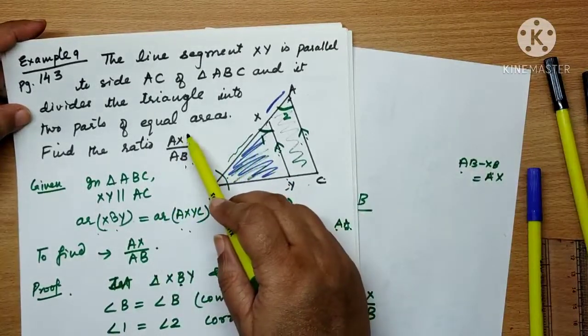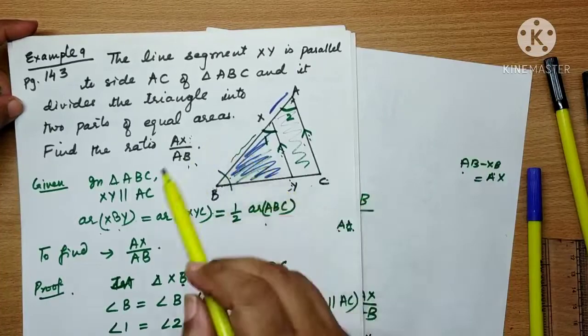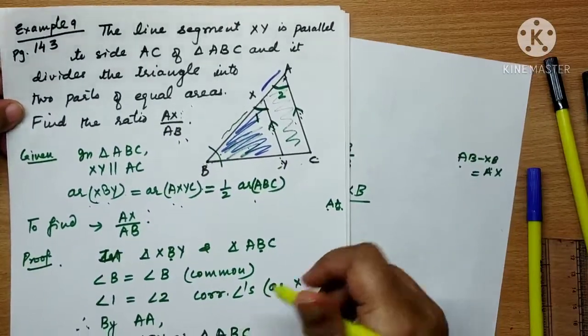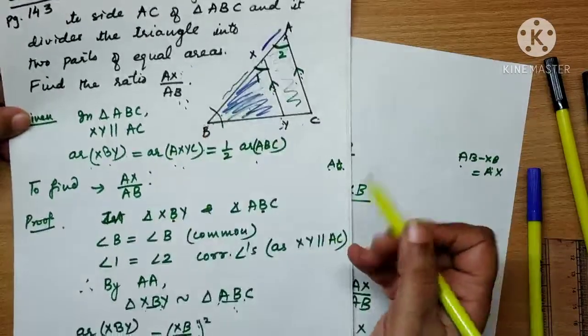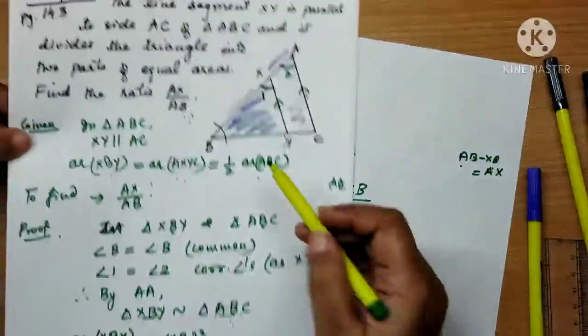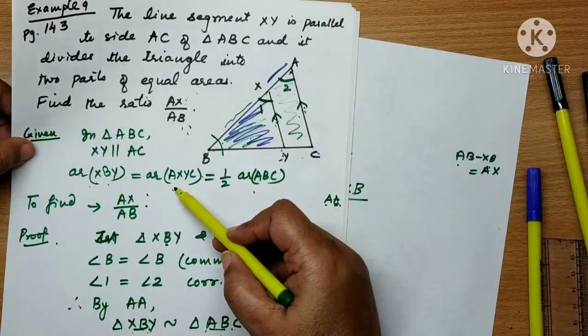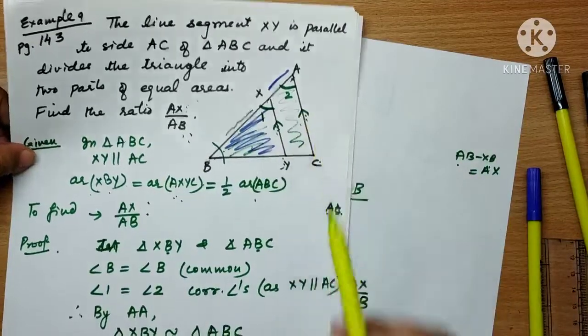We need to find out this ratio AX by AB. Since the area is given as equal, we thought of applying the ratio of the areas, because that gives us the ratio of the sides. So we thought of applying the ratio of areas of two similar triangles. But the theorem says the triangles should be similar, so first I need to prove the triangles similar.